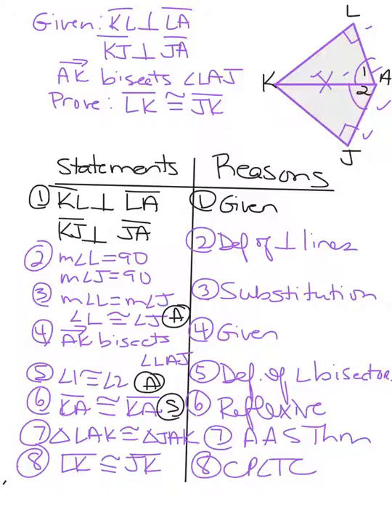Now the big thing from this proof is that just because I have right angles doesn't necessarily mean that I'm going to use the HL theorem. In this case, I did not have a hypotenuse and a leg congruent. I just had the hypotenuse. So I had to look at those right angles as pieces to get congruency a different way.